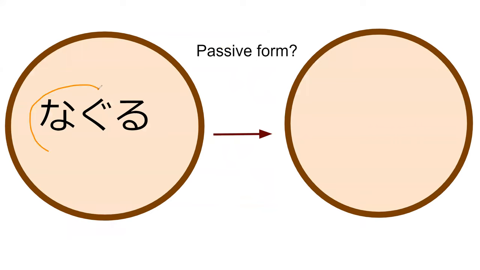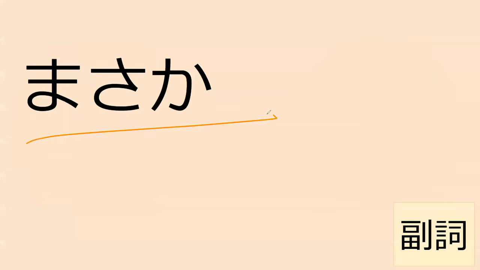Right. So naguru, which was to punch. Do you know what the passive form of that would be? Naguru, I'm guessing is the u verb, which means nagurareru. Right, nagurareru. So, masaka is a way to show shock of something. It's kind of like, no way! How could this happen? Masaka! It's just like, you didn't think this would happen. Like, there was no way! How could that be? So, let's go read the line from the book.